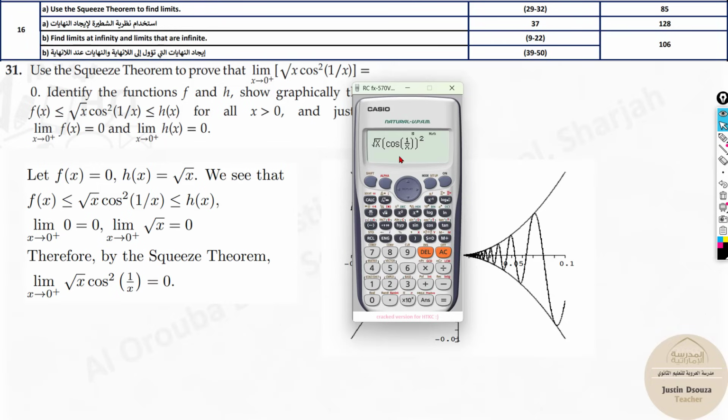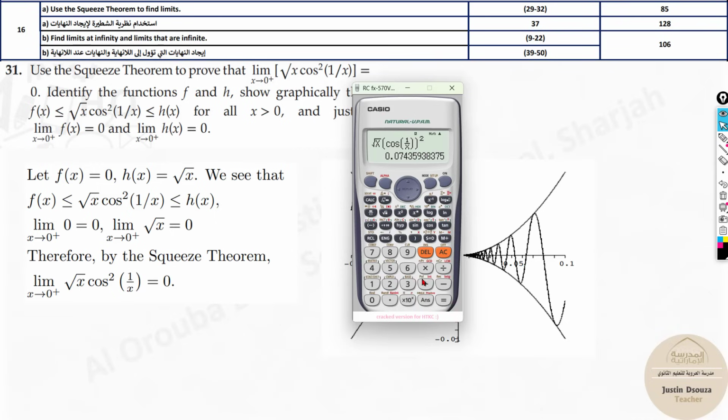That's the answer. Now if you just press equal to, it doesn't make any sense. If you press calc and 0.001, still you will not get the answer. This is almost correct, but really it's not. Why? Because cos is there. So shift mode and make it to radian. And now calc at 0.001. Okay, what happened?